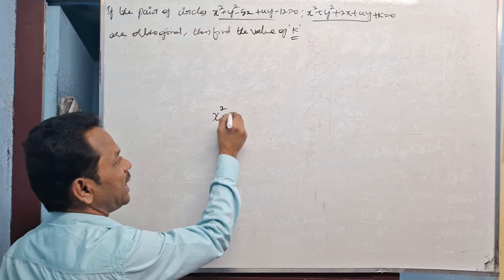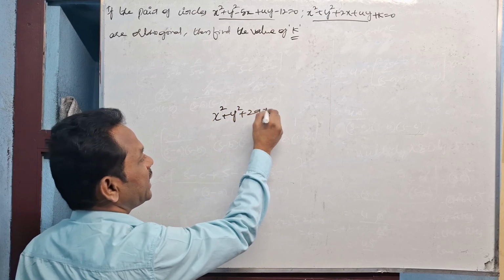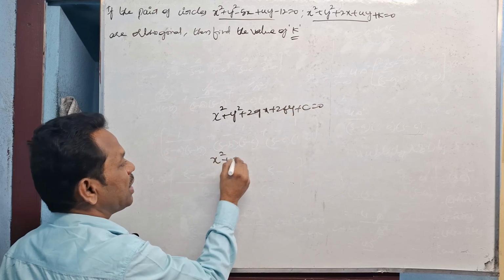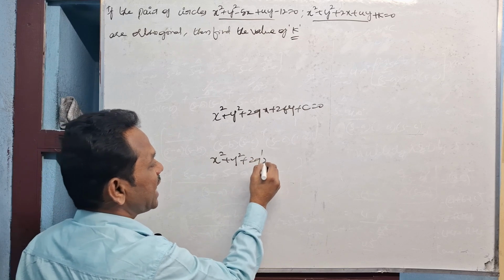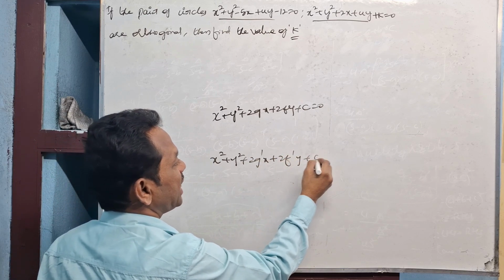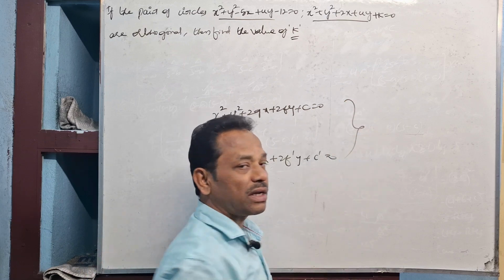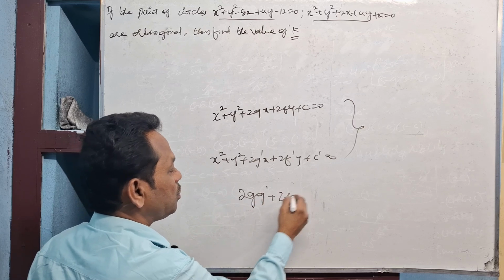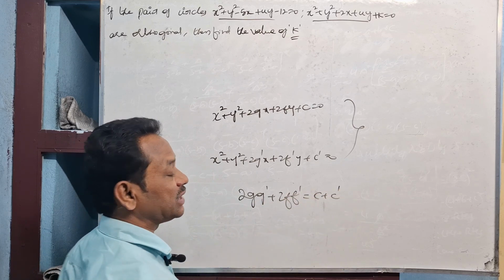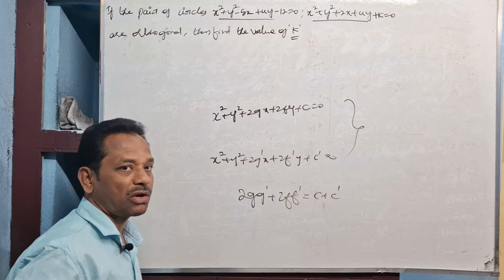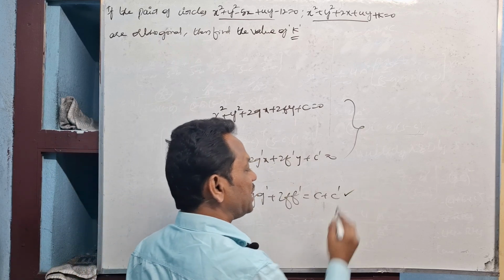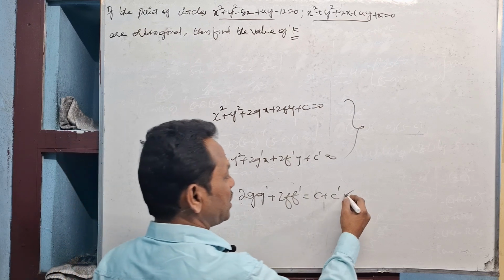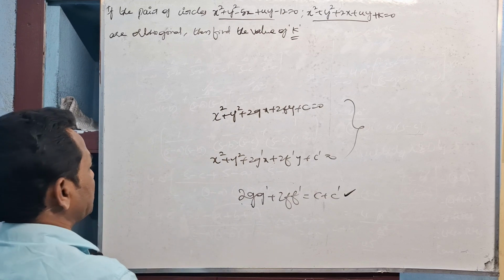If you have two circles, x square plus y square plus 2gx plus 2fy plus c equal to 0, and the other one x square plus y square plus 2g dash x plus 2f dash y plus c dash equal to 0. If these two circles are orthogonal, we have the condition 2gg dash plus 2ff dash equal to c plus c dash. When two circles are orthogonal to each other, we can use this condition. So I'll be using this condition to get the value of k in this question.